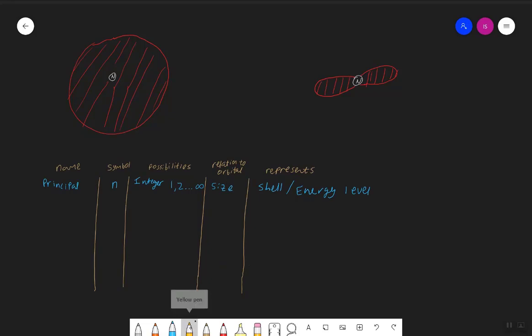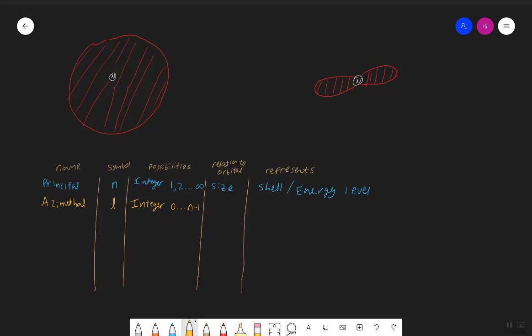The next quantum number is the azimuthal quantum number, and it is represented by the symbol L. It also must be an integer, but it can go from 0 all the way up to n minus 1. So the highest value it can be is n minus 1. For example, if n were 3, L could be 0, 1, or 2. If n were 7, it could be 0, 1, 2, 3, 4, 5, or 6. If n is 1, it can only be 0.